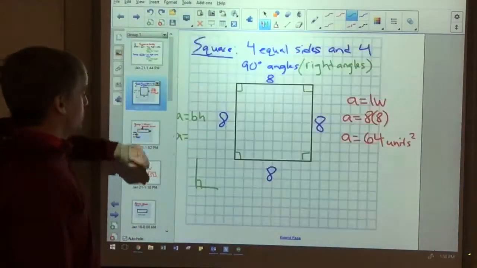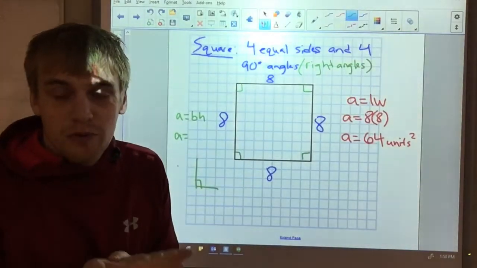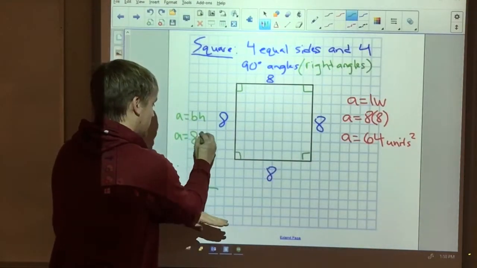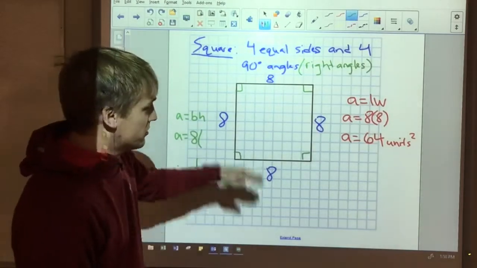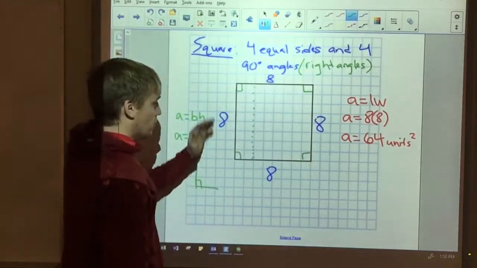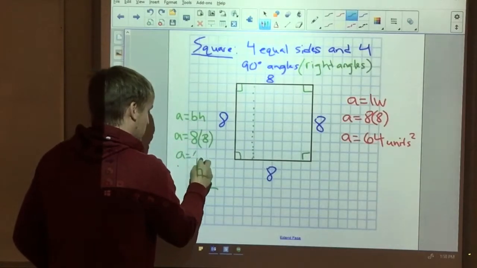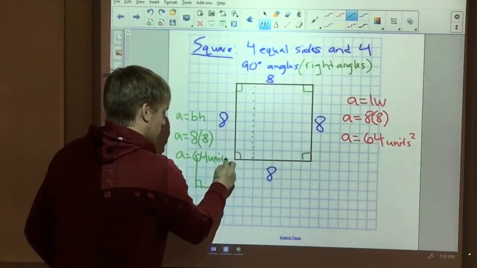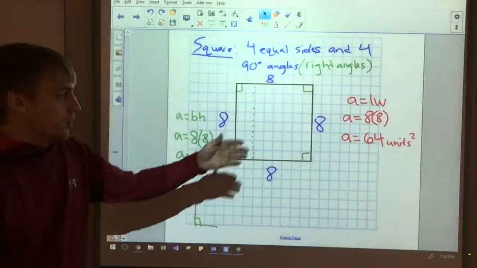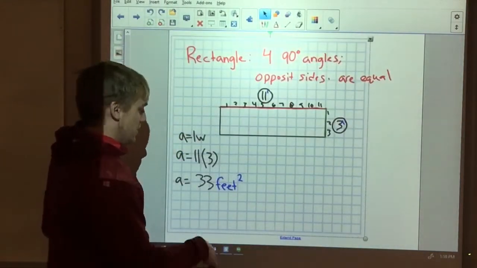base. Okay, base usually refers to the bottom of the shape. So the bottom of this is 8, so we're going to put 8. Height refers to how far it is from the bottom of the shape all the way to the top of the shape. Well, that's the same as this side, so it's also 8. So area equals 64 units squared, just like that formula over there.